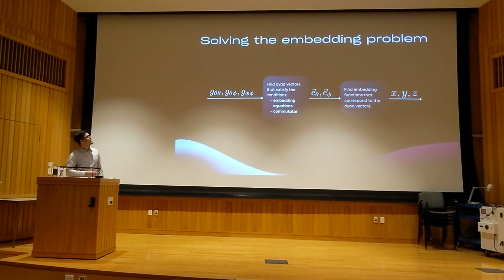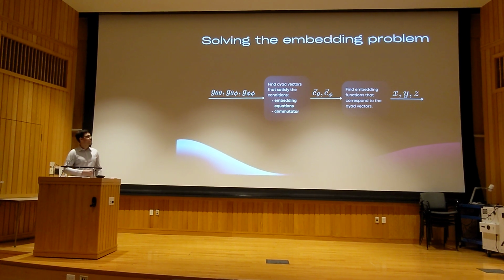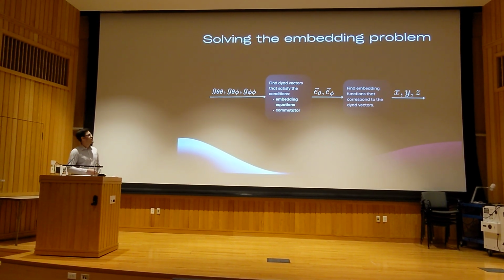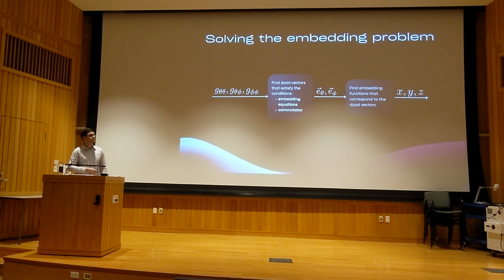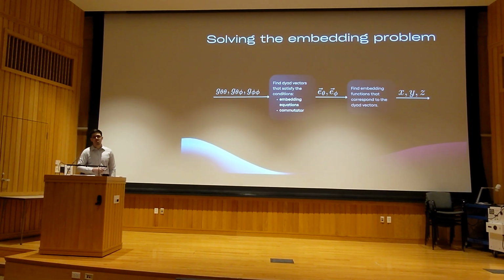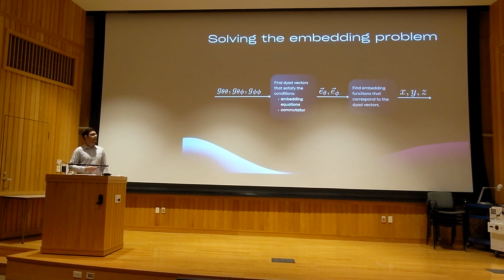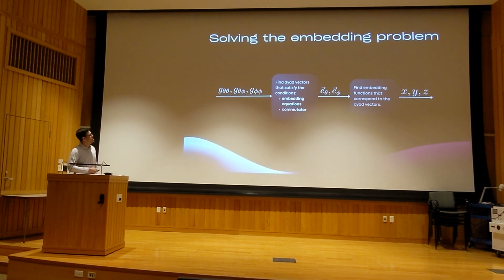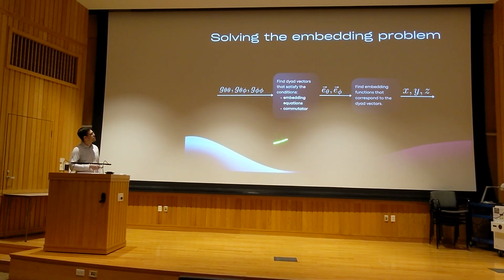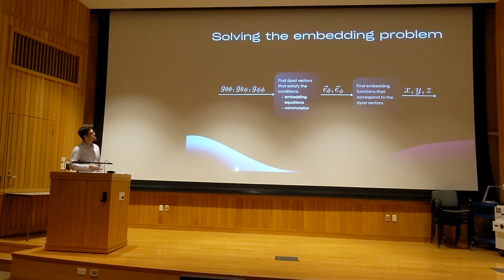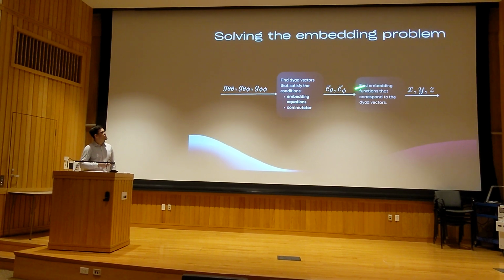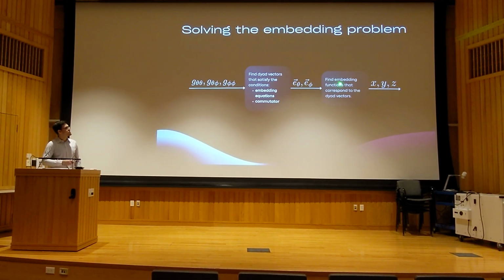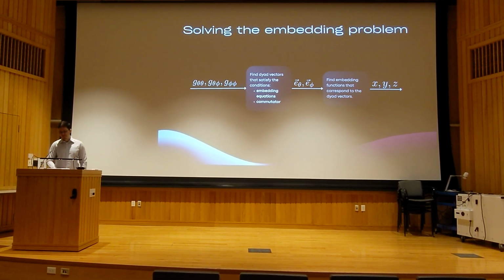And with this idea, we can define our solver in a very high level structure. We start with the metric tensors, which is given by the simulations of black holes. This is found by solving the Einstein equations of general relativity, which is not part of our solver. And then we use this to find our dyad vectors using the two conditions that we just talked about. From this, we find the dyad vectors, and then we need to find the embedding functions that correspond to these dyad vectors, and then we find x, y, and z.